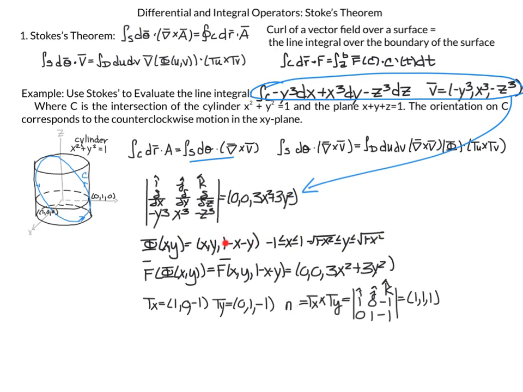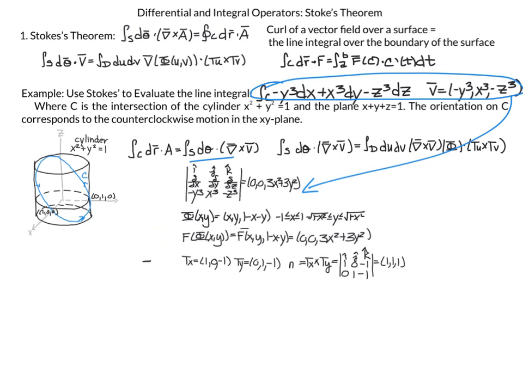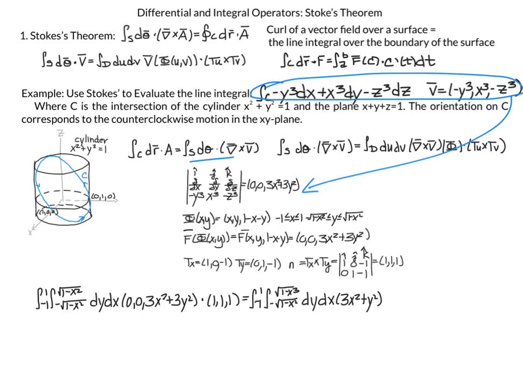The partial derivative with respect to y is 0, 1, -1. I compute the normal and I get 1, 1, 1. I am going to need some more space, so I am going to go ahead and reduce this here. I am ready to plug into my integral formula.